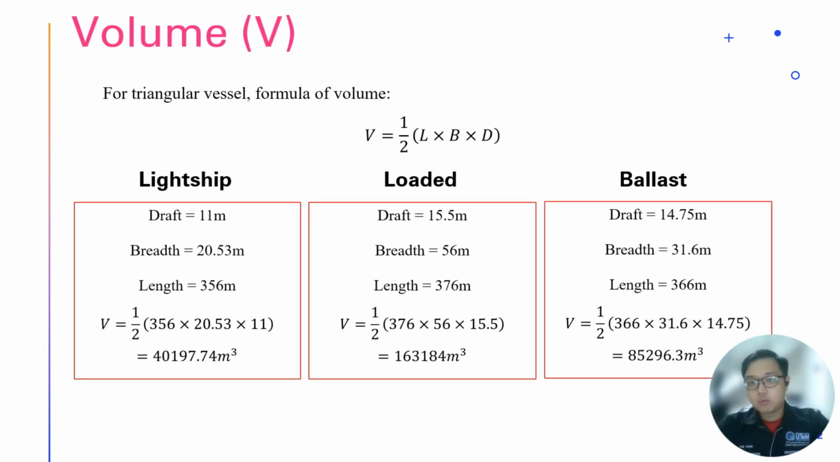Hello, my name is Okenge. I'll begin on the volume computation of the ship. The ship chosen is a container ship with a triangular vessel. The formula used is V equals half of length times breadth times draft. We have three conditions: light ship, loaded, and ballast.